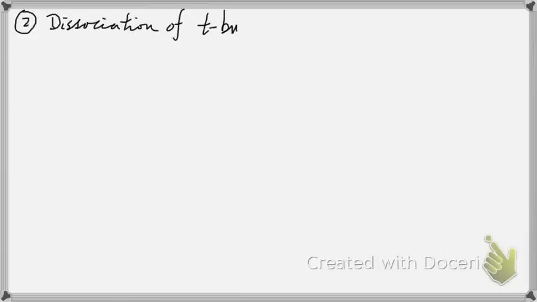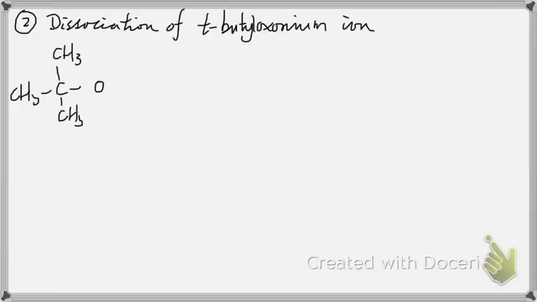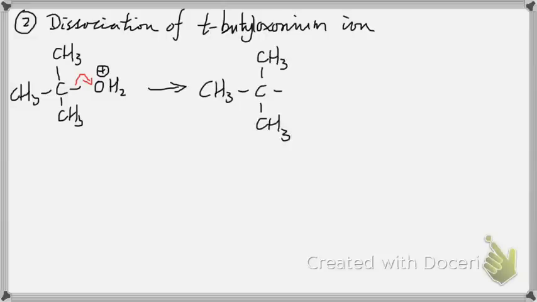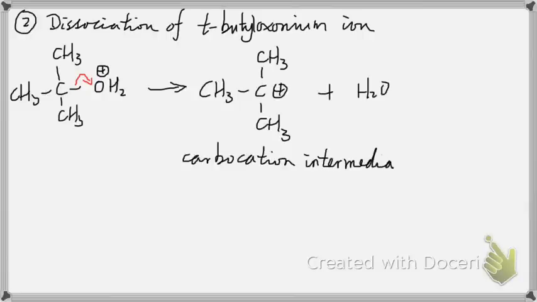The second step in the mechanism is called dissociation of the tert-butyl oxonium ion. So when the oxygen is protonated, the carbon-oxygen bond can be easily broken. The product will be a carbocation, positive charge on carbon. So this elimination reaction also forms a carbocation as the intermediate.